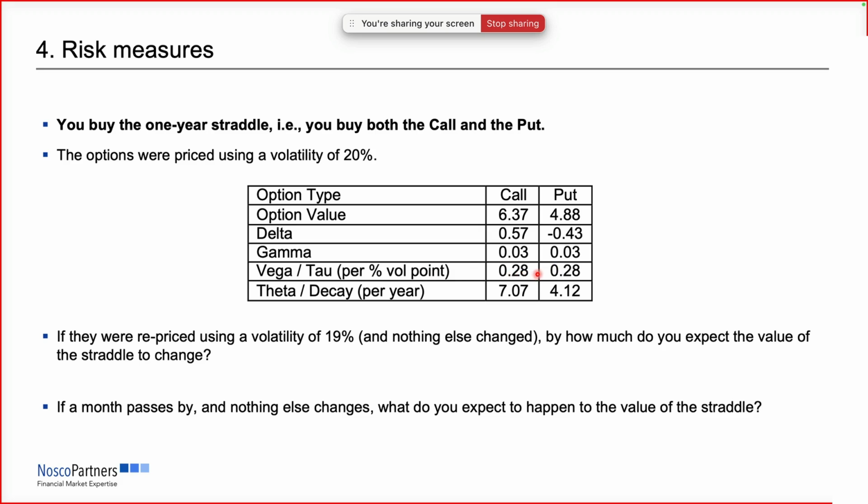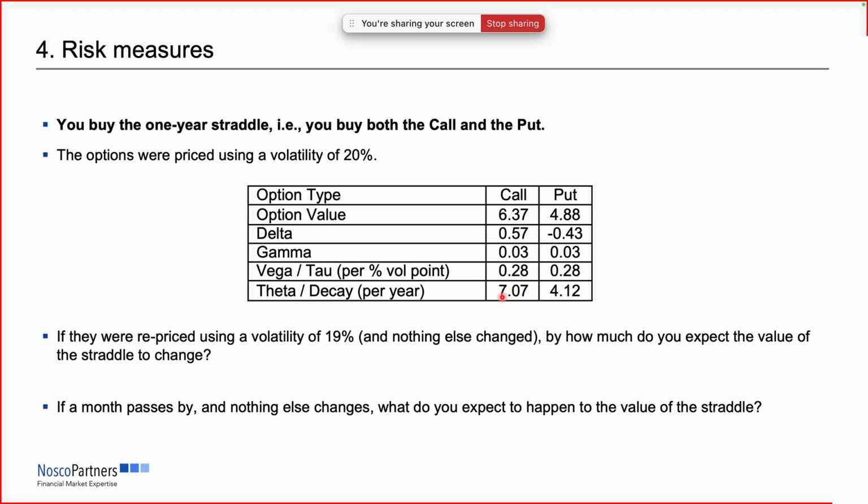What is vega? Vega, and I called it here also tau because in ancient times UBS called vega tau, and sometimes in the risk runs you might even see that. So this means the call, which has now a value of 6.237, would increase by 28 cents if the volatility went up by 1 vol point from 20 to 21, right? That's what vega is saying.